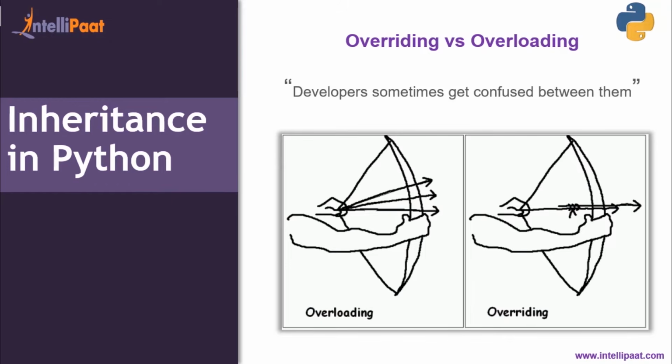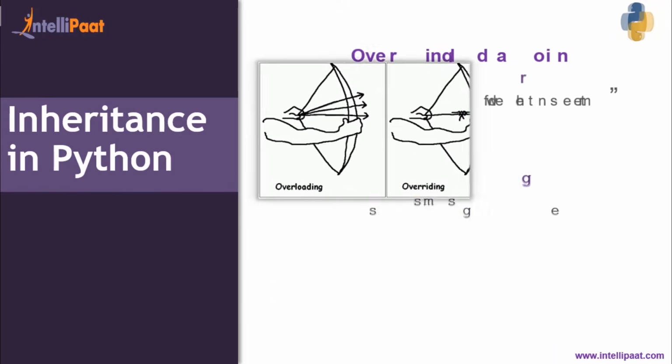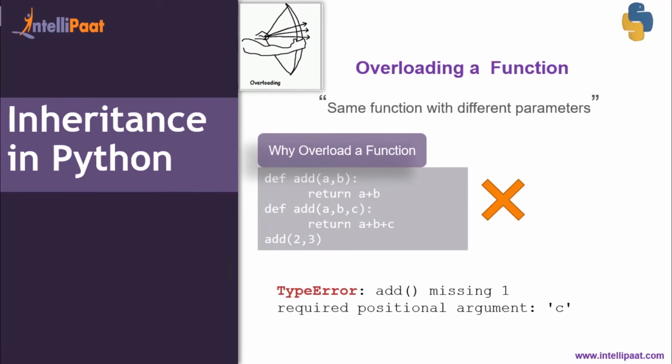On the other hand, overriding is defining a method in a subclass that is already defined in a parent class, with the same name, same return type, and the same parameter signature. Overriding cannot be done in the same class, but you can do an overload in the same class. So let's move ahead. What is overloading a function?